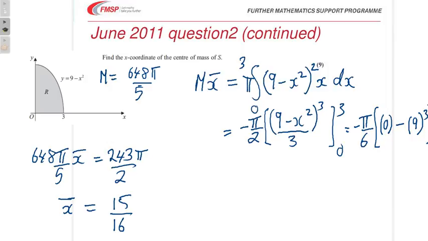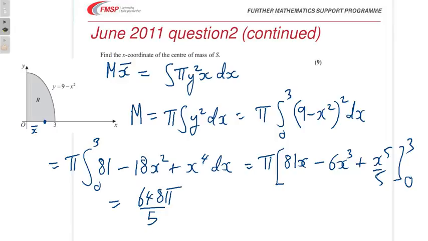So the mark allocation for those 9 marks went as follows. First of all, for finding the mass, there were 3 marks. There was an M1 for the expression for the volume, the pi y squared dx. An M1 for correctly setting up the integral, and then an A1 for correctly integrating it. So there's 3 marks for basically evaluating the mass.